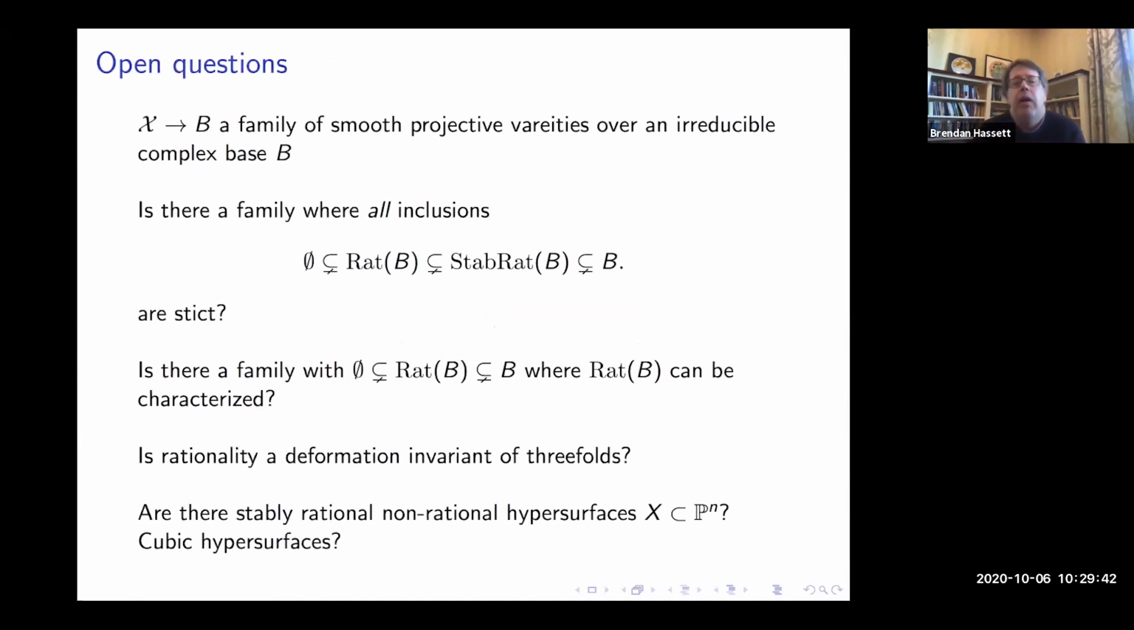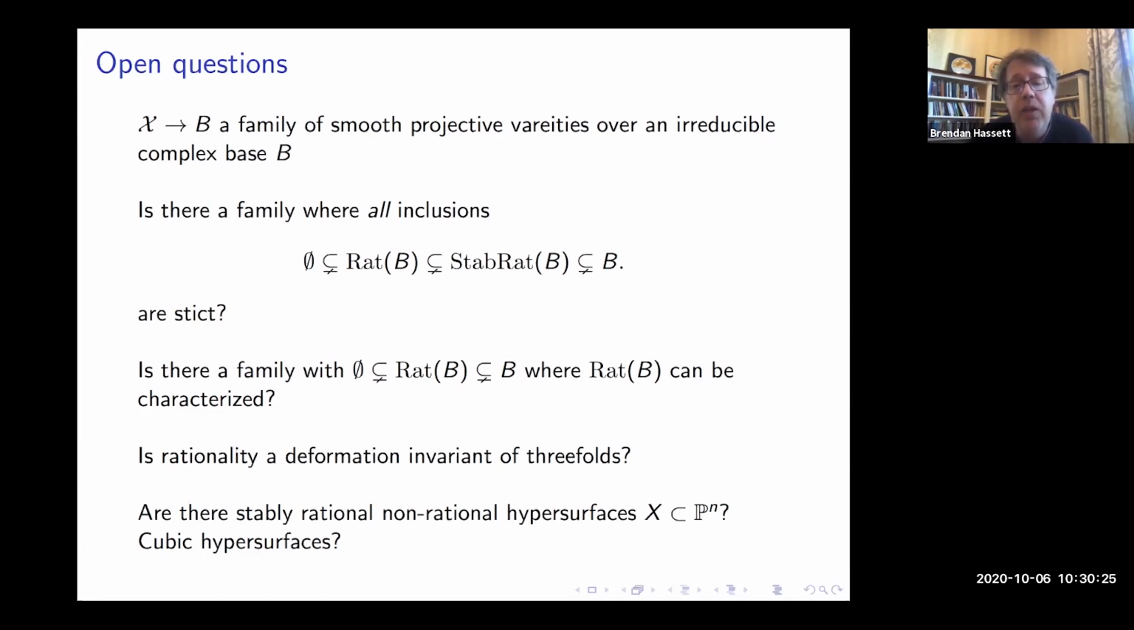And so from this perspective, I just wanted to put my finger on some of the natural questions that I think are worth asking. Maybe some of you know answers to these questions. So please pipe in if you have ideas as to solutions to these. But these are questions that I'm interested in. So throughout, X over B is a family of smooth projective varieties over an irreducible complex base. And so one question is, it would be fun to find examples where all the inclusions are strict. I don't know a concrete example like that, and I think it would be interesting to exhibit such an example.